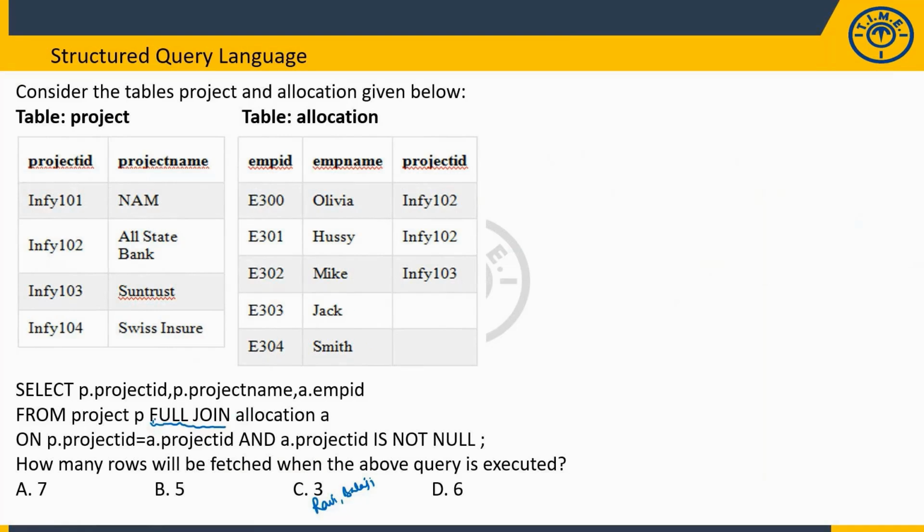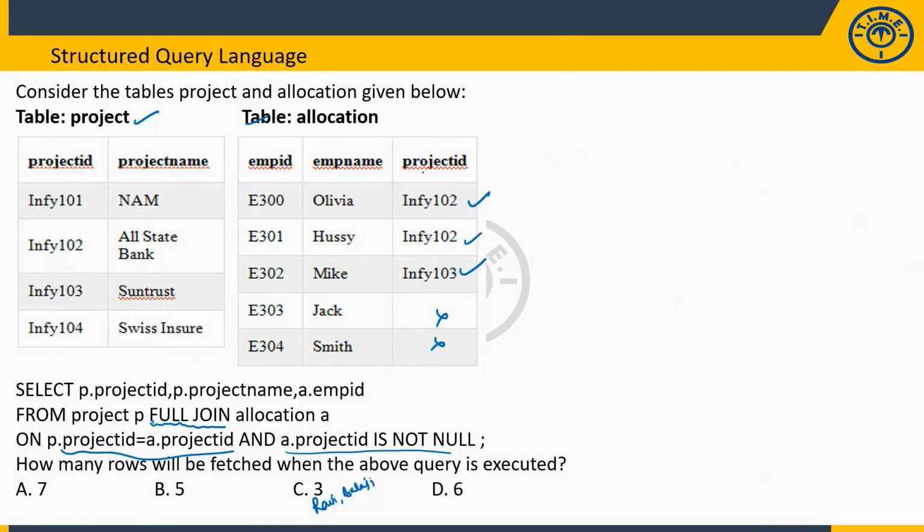It is a full join of project and allocation, these two tables. And the condition is project ID equal to project ID and allocation project ID is not null. Allocation project ID not null means these two records will not be selected. For these three selected records only, we have to check project ID equal to project ID.